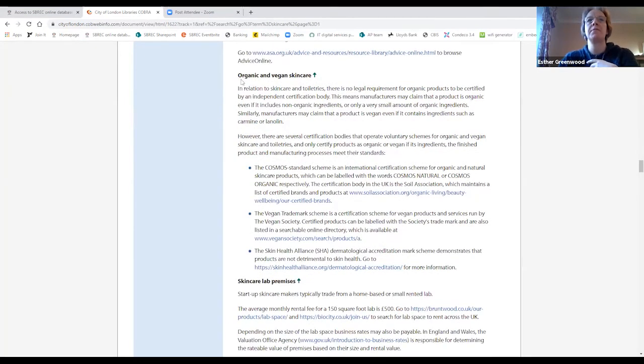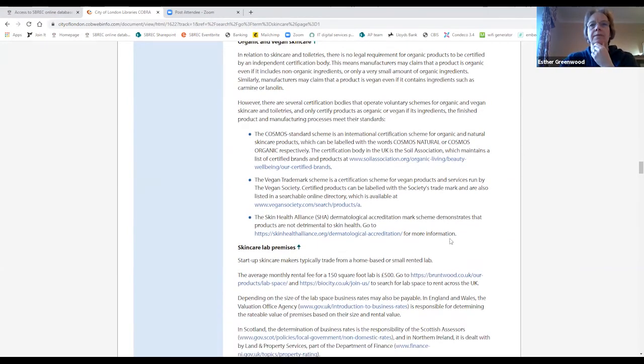Here, there's a particular part about organic and vegan skincare, and the Soil Association, for example, regulates farms that farm organically, and so you can register with them, or that's how you might go about registering with one of these particular organisations here.